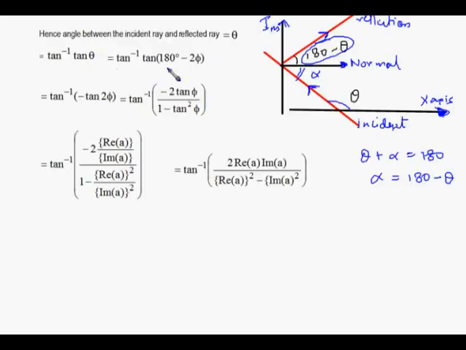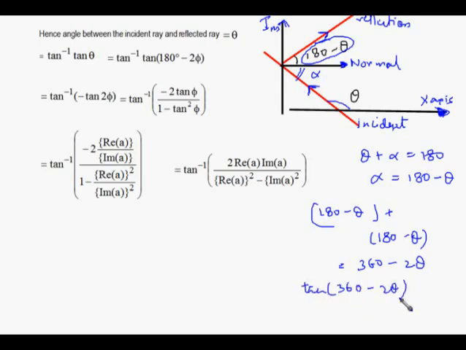The next step would be to find the angle between these two lines. If this is 180 minus theta and this is 180 minus theta, the total angle between them will be 180 minus theta plus another 180 minus theta, which equals 360 minus 2 theta. So tan of 360 minus 2 theta will be equal to minus tan 2 theta only, because this is the fourth quadrant. And that is exactly what we found over here.